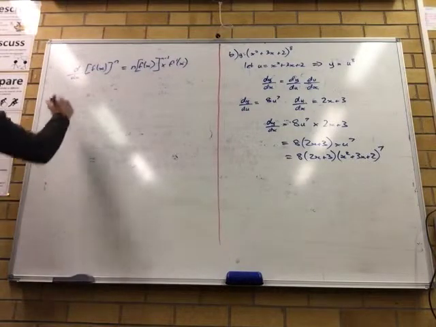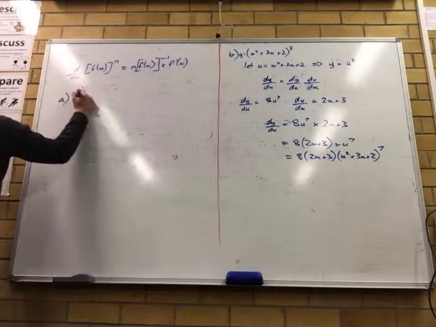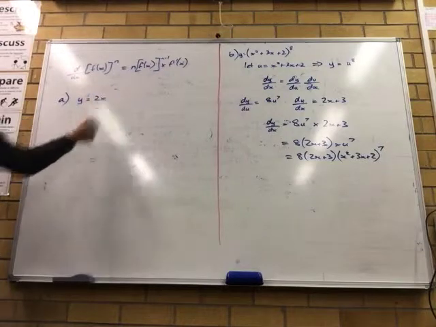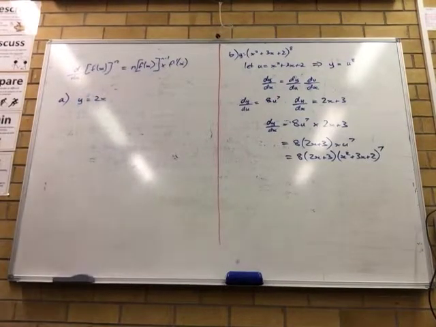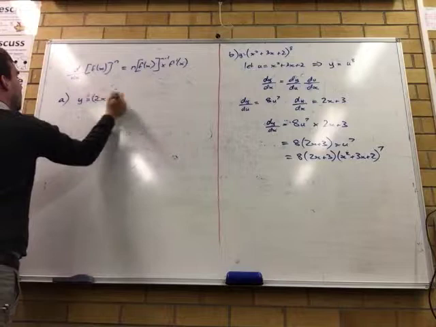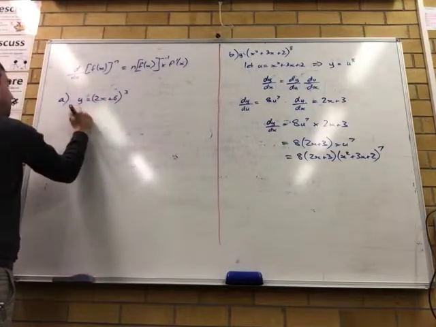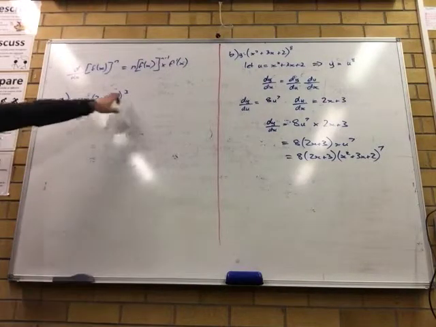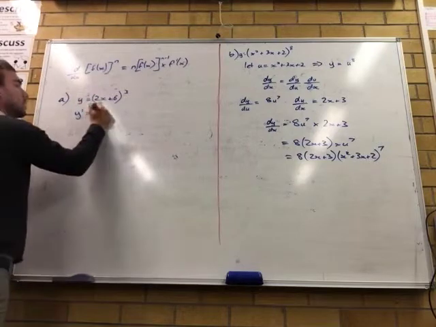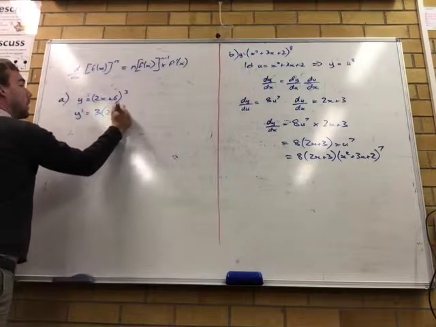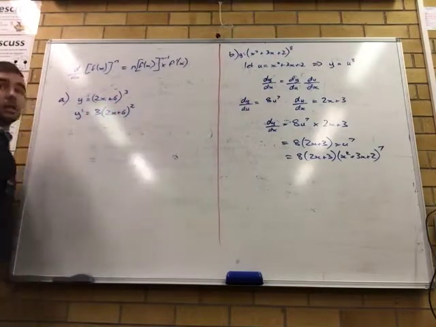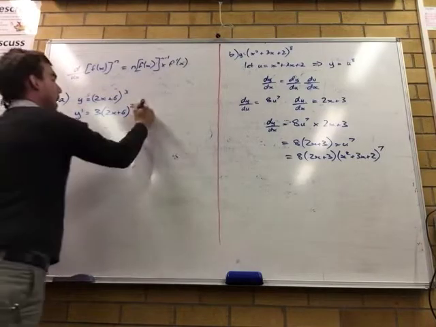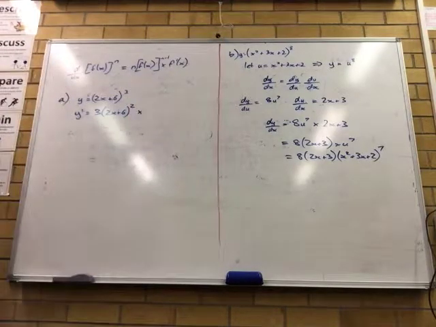Let's have a go with the same two examples. So y is 2x plus 6, all to the power of 3. These are the same two examples. Let's now incorporate that. You bring the power down, 2x plus 6, decrease the power by 1, and then multiply by the derivative inside the bracket.